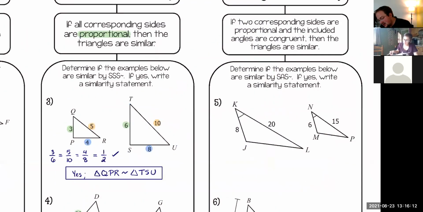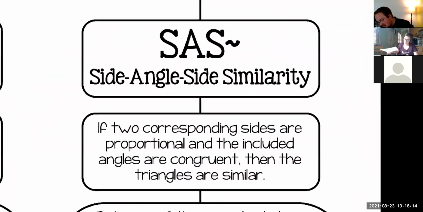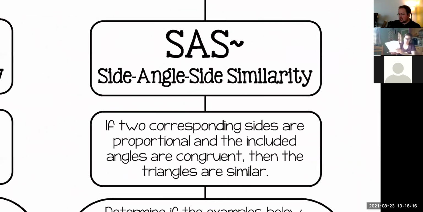The last form of similarity that we can use for proving is side angle side similarity, which says that if 2 corresponding sides are proportional and the included angles are congruent, then the triangles are similar. I know we've seen it before, but the angle in question has to be the included angle, the angle between the 2 sides that we're checking for proportionality.